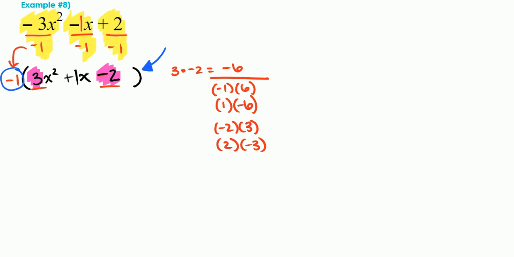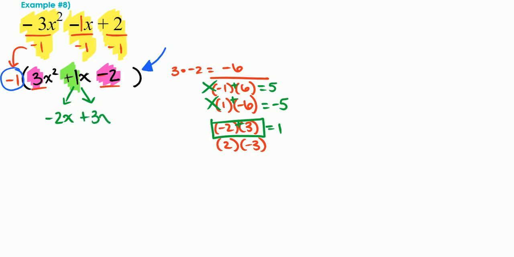Now I'm going to go through that list and figure out which pair of numbers adds together to give me positive 1, the coefficient on the middle term. Negative 1 plus 6 gives me positive 5, not what I'm looking for. 1 plus negative 6 is negative 5, still not what I'm looking for. Negative 2 plus 3 gives me positive 1. Oh, there are the factors that I need. So splitting apart 1x into my two factors, my first factor was negative 2, so I have negative 2x. My second factor was positive 3, so I have plus 3x.